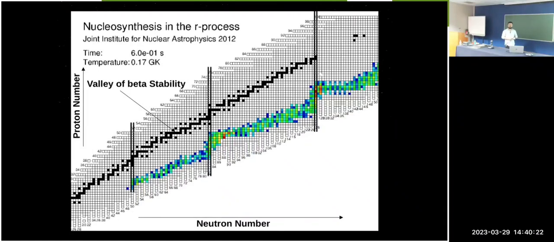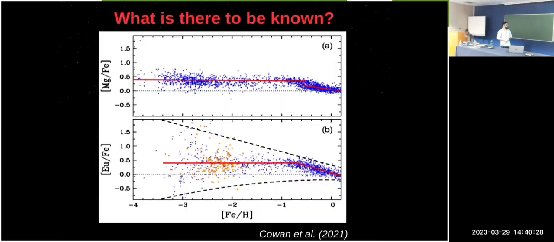So if we already know all these things about neutron capture nucleosynthesis, then what is there to be known? This is a plot from a recent review. The upper panel shows a light element, magnesium, and the lower panel shows a neutron capture element, europium. The x-axis is metallicity. As we go towards the lower metallicity regime, the neutron capture elements show a huge scatter. This is not only true for europium, it is true for all neutron capture elements. And this scatter cannot be explained by the uncertainties in abundance estimation or by any nucleosynthesis theories.